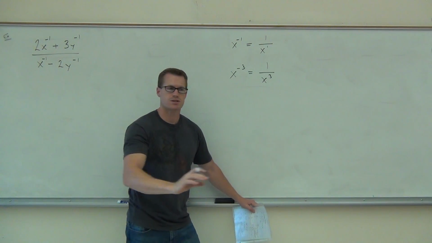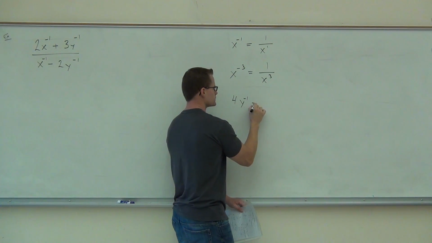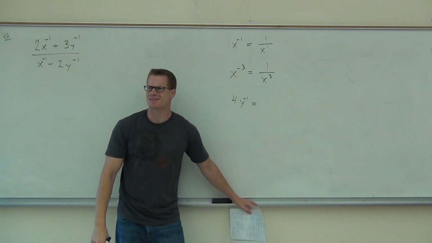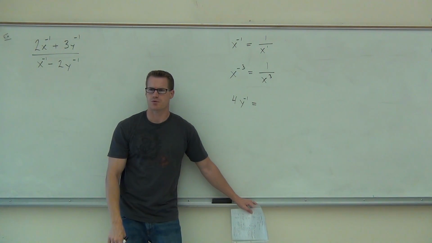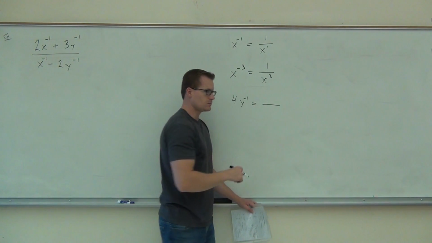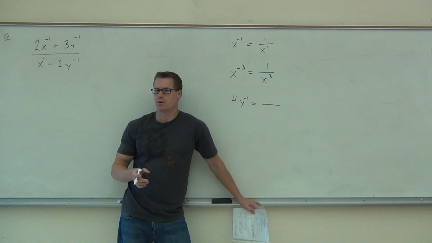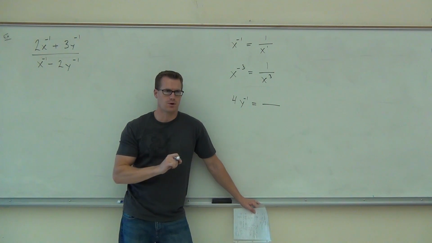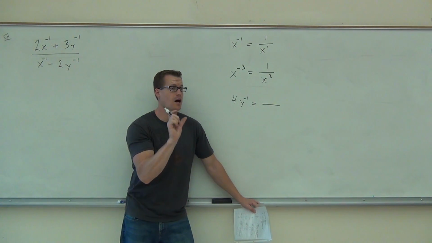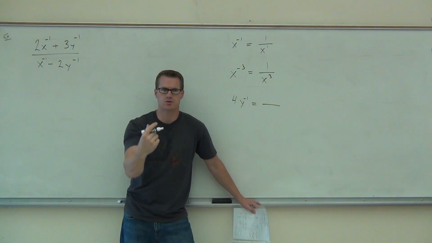A couple more I need you to see. This is a big one for you. I hope you're watching this right now. You only move things that actually have an exponent. So right now, is the exponent being applied to the 4? No, it's 4 times y to the negative 1. Use your order of operations. The exponent's just going to the y.